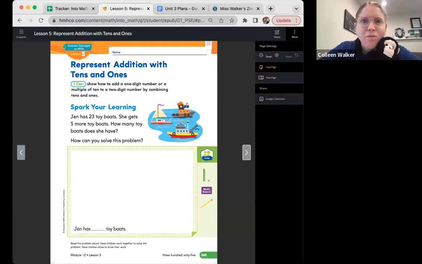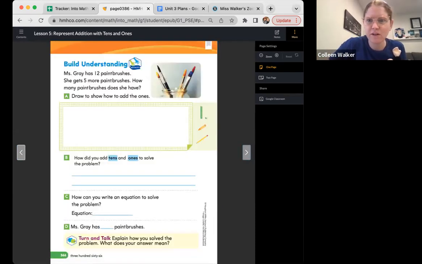So let's go ahead and go over our I can statement. All right, friends, say it with me. I can show how to add a one-digit number or multiples of 10 to a two-digit number by combining tens and ones. Awesome. All right, my friends. So we are going to start off with build understanding.